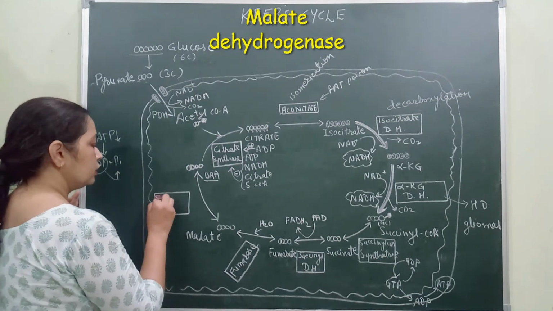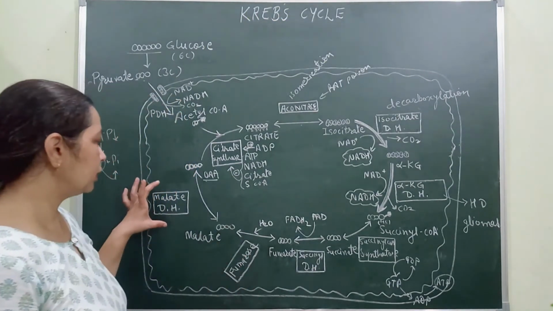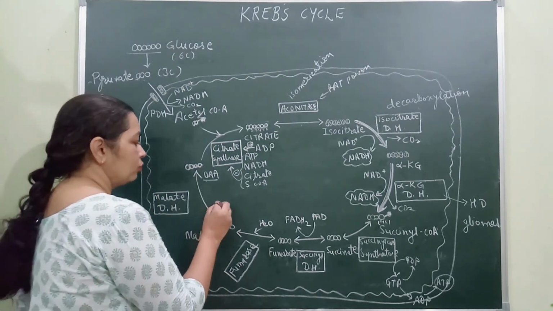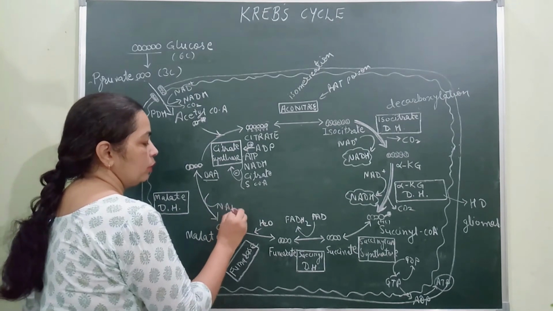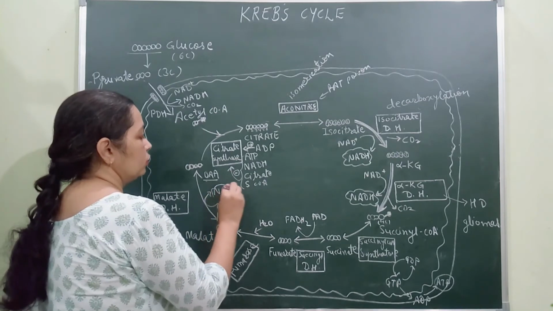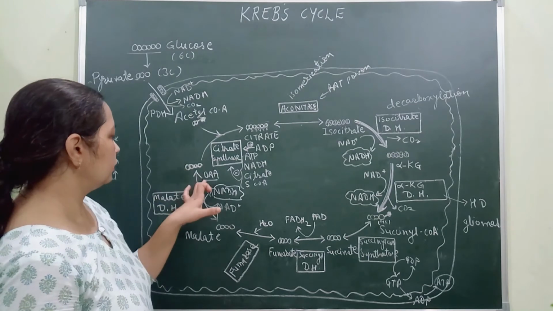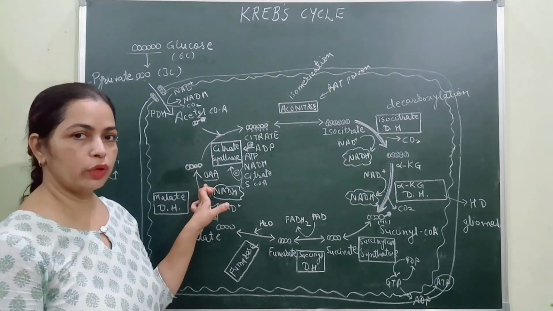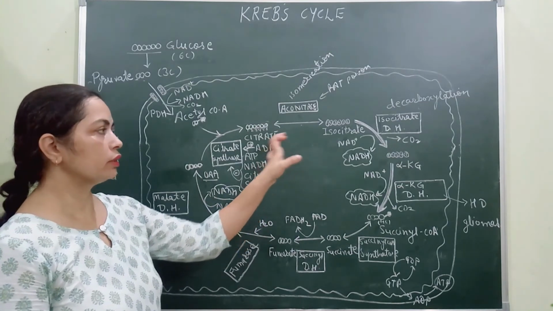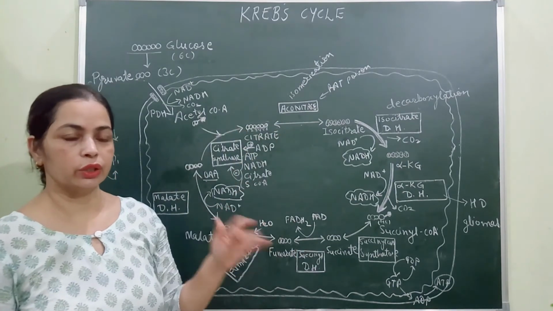So this step is catalyzed by malate dehydrogenase, and when there is dehydrogenase, obviously there will be involvement of NAD plus to produce NADH. So in the last step, we have got NADH, and the substrate produced here is oxaloacetate. This oxaloacetate will be reutilized again in the Krebs cycle to combine with the next molecule of acetyl coenzyme A, and the cycle will continue.